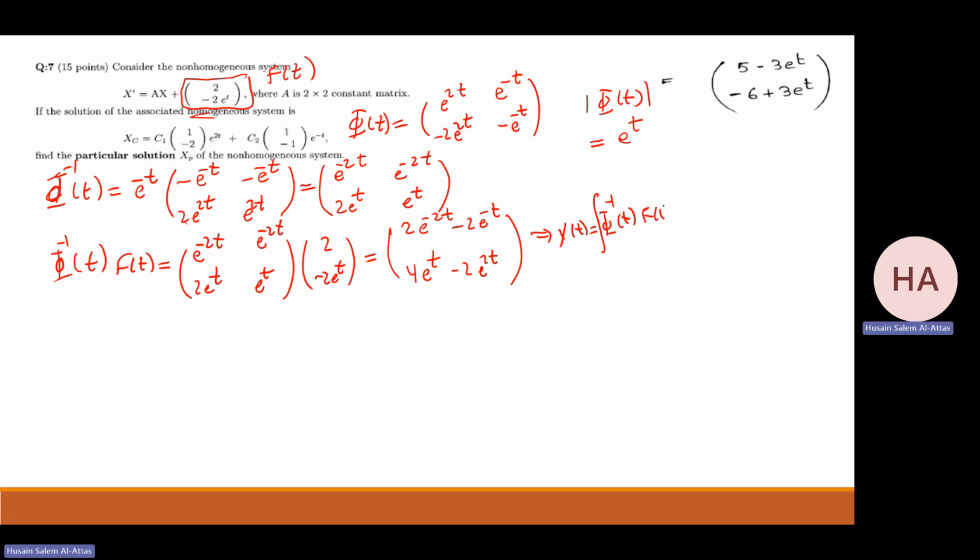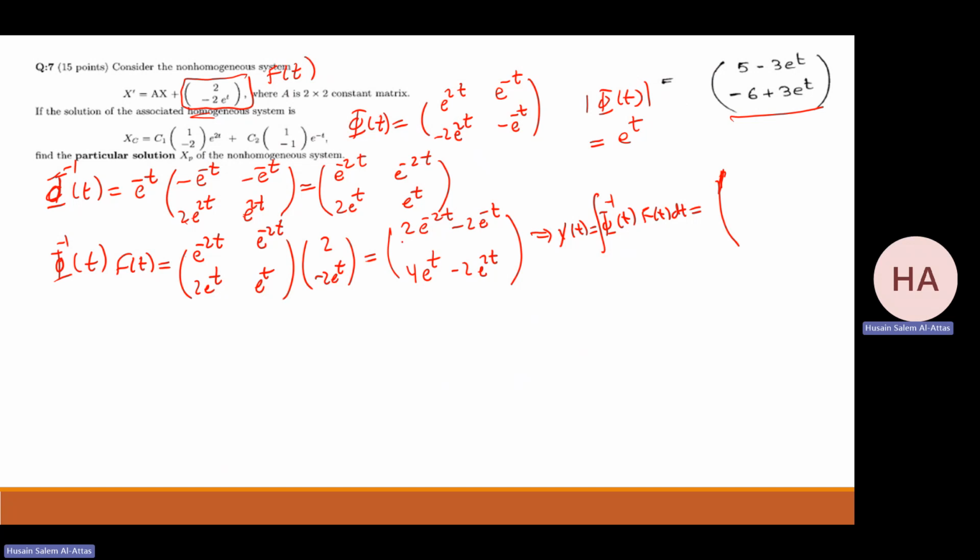Integrate F of t dt. No need, it's very easy to do. That will be what? Did I make any mistake in any place? No, it didn't say anything. I'm doing fine. Let me continue and see what will happen. I should get this answer. So be careful.